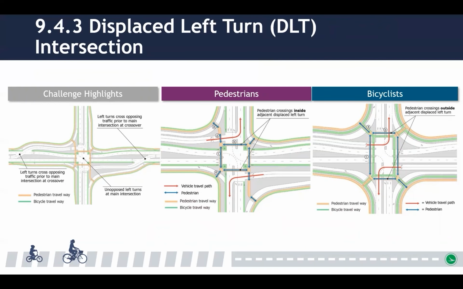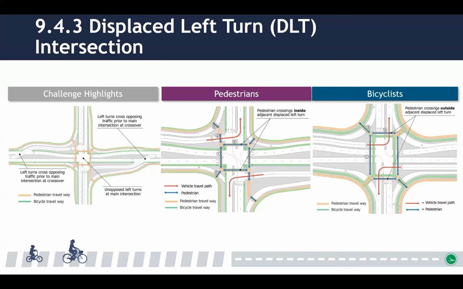A displaced left turn, or DLT intersection, is an at-grade intersection that relocates left turns to the right side of opposing traffic with a crossover intersection upstream of the main intersection. By moving the lefts to the right side of opposing traffic, all movements of the major street can proceed simultaneously, eliminating the need for a separate left turn phase. The goal of a DLT intersection is to reduce intersection delay for motorists and achieve higher vehicle capacity than a traditional intersection. However, this configuration and signal phasing creates trade-offs for bicyclist and pedestrian accommodations.